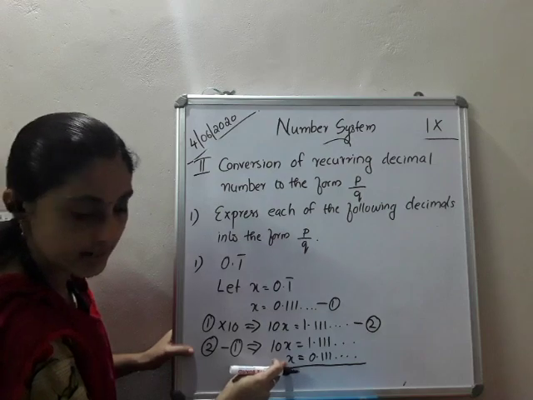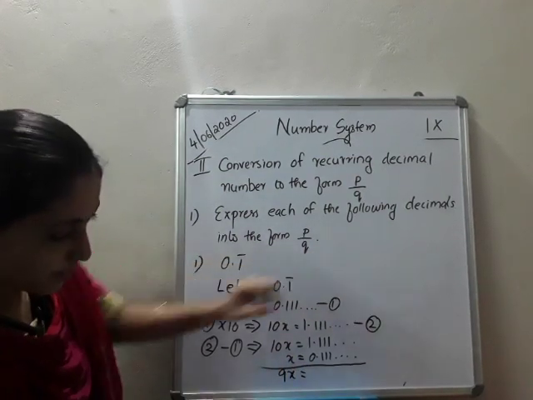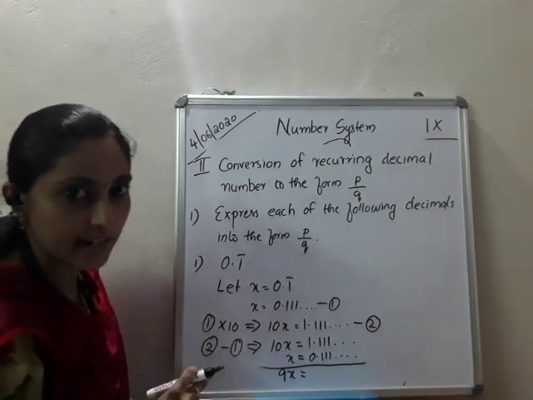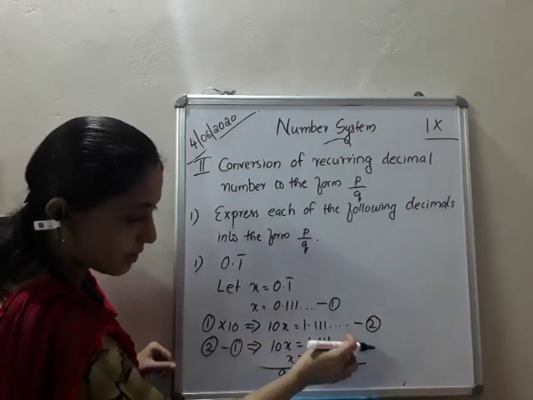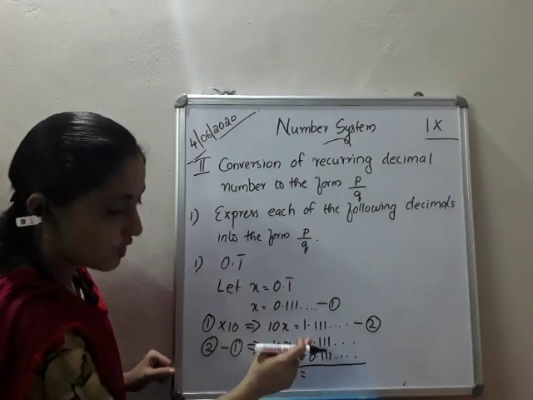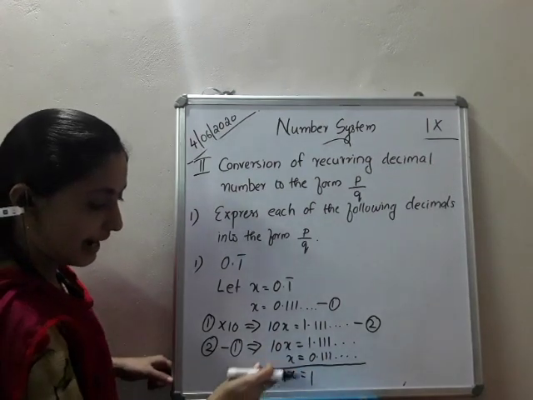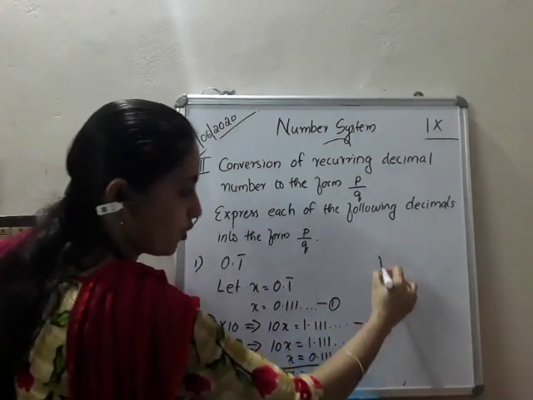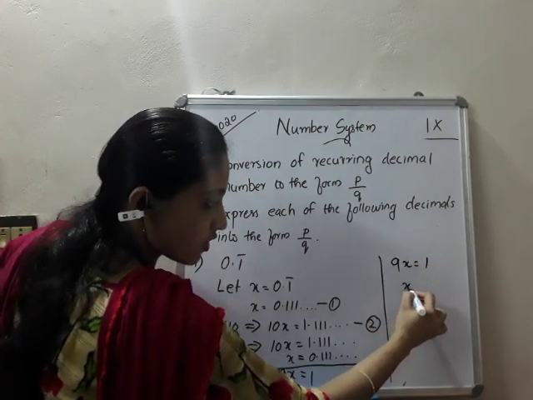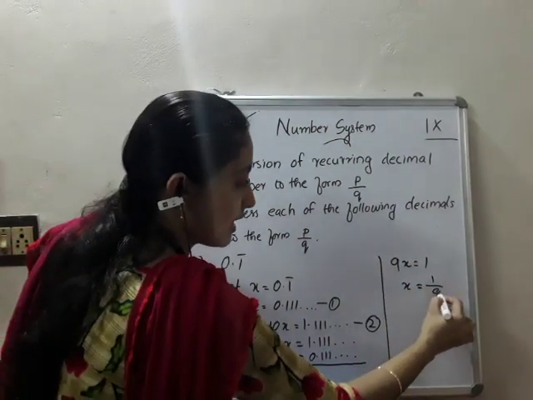What is 10x minus x? It is 9x. 9x is equal to 1.111 etc. minus 0.111 etc. After the decimal point that will be cancelled. So what is left? 1 minus 0, so 1. So 9x will be equal to 1. So what will be the answer of x? x will be equal to 1 by 9.